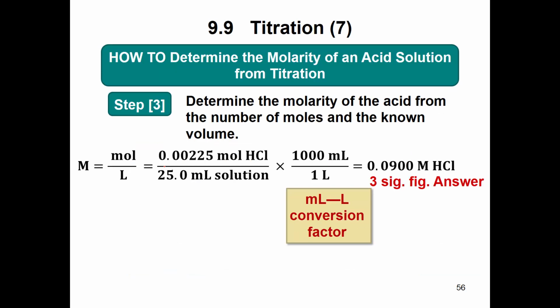Then you have to say you've got 0.00225 moles of hydrochloric acid, and the volume was 25 milliliters. So you've got to convert that milliliters to liters, so times 1,000 milliliters in 1 liter. And that's going to leave you with moles of HCl over liters of HCl, which should come out to be 0.0900 molar HCl.